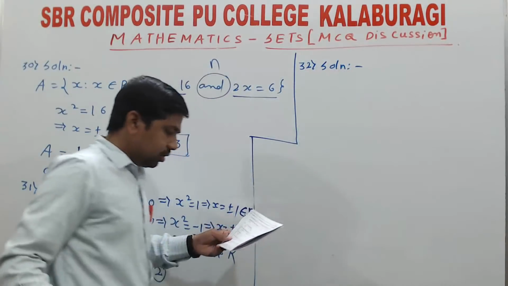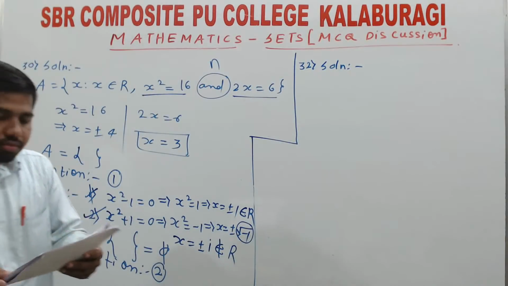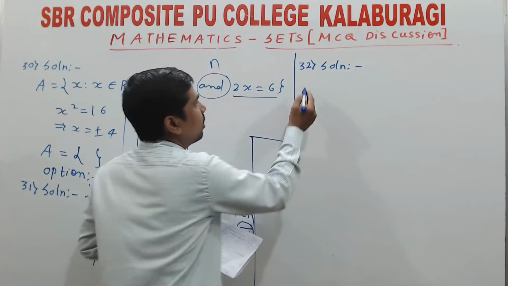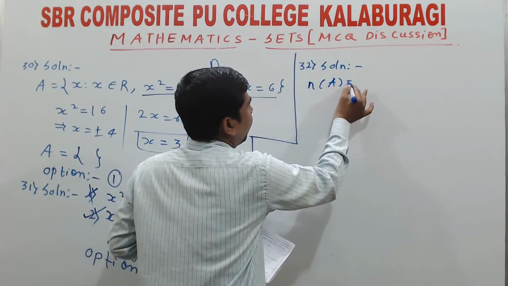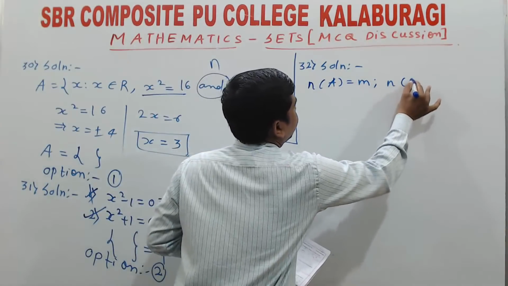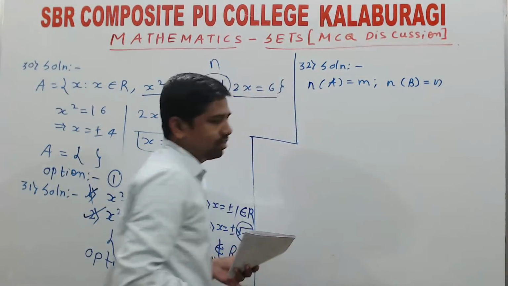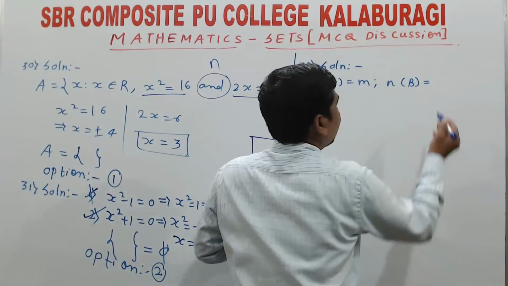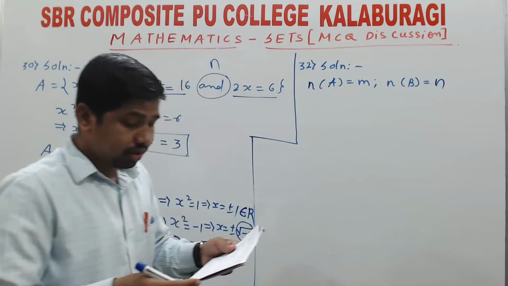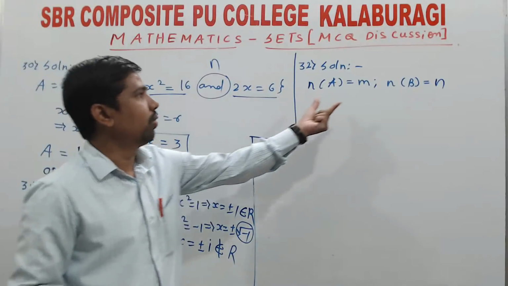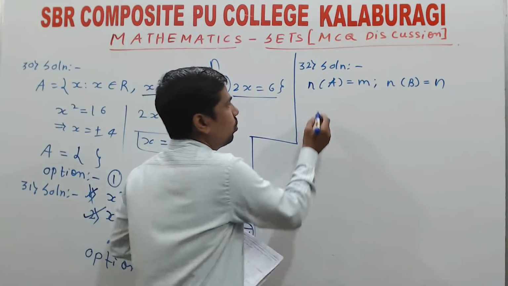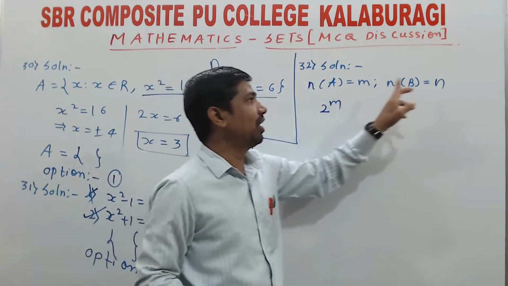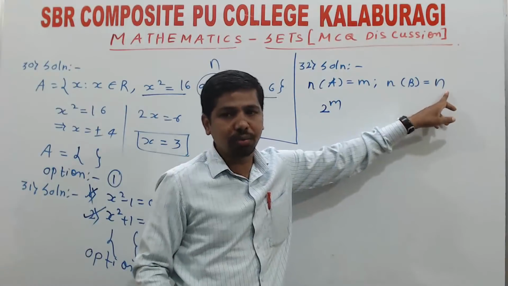This is again a similar type we saw in yesterday's class. Two finite sets have m and n elements. n of A is equal to m, n of B is equal to n. Two sets have m elements and n elements, right? The total number of subsets of the first set is 2 raised to m, because if a set has m elements, the total number of subsets is 2 raised to m. If a set has n elements, the total number of subsets is 2 raised to n.